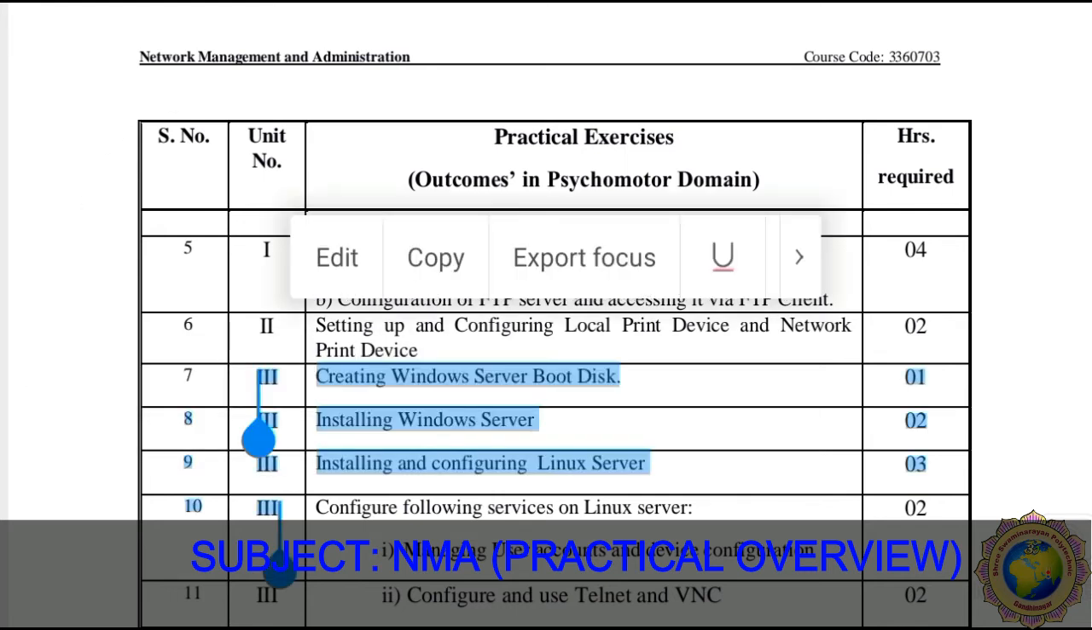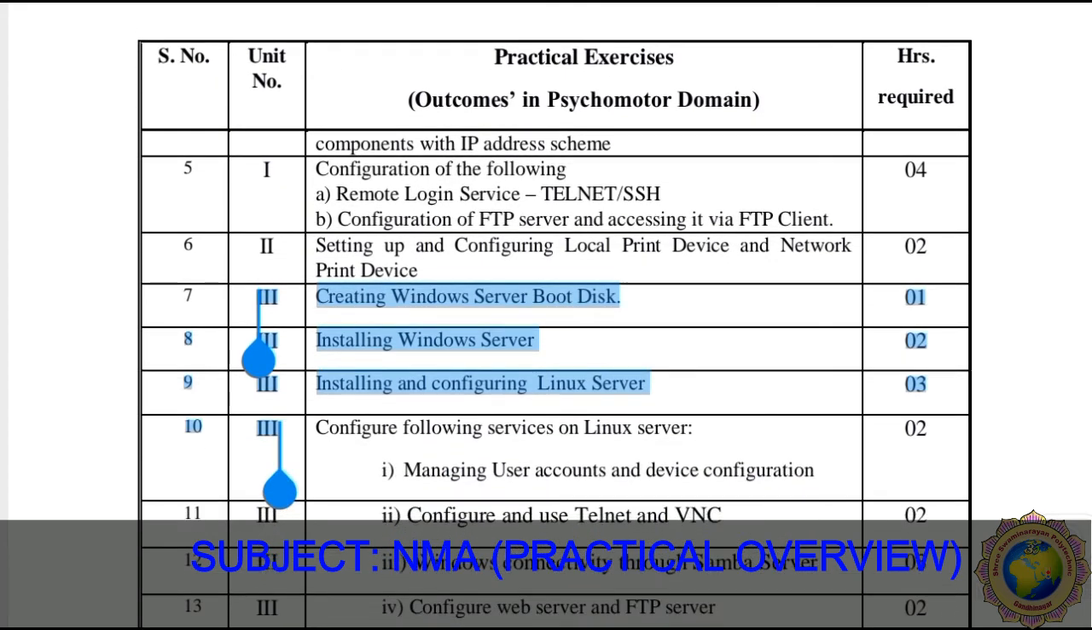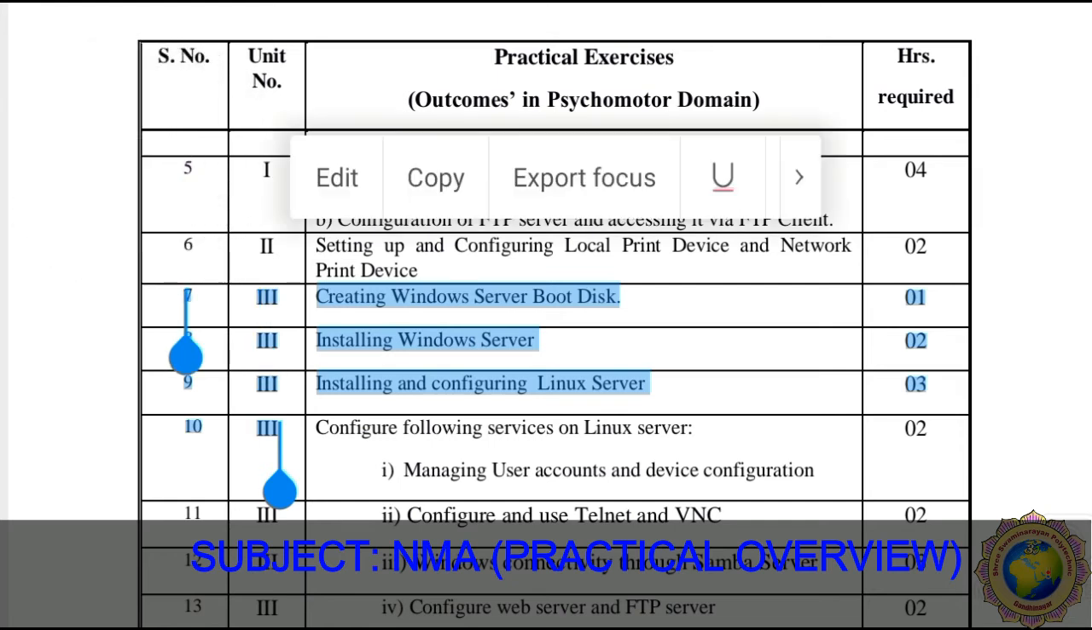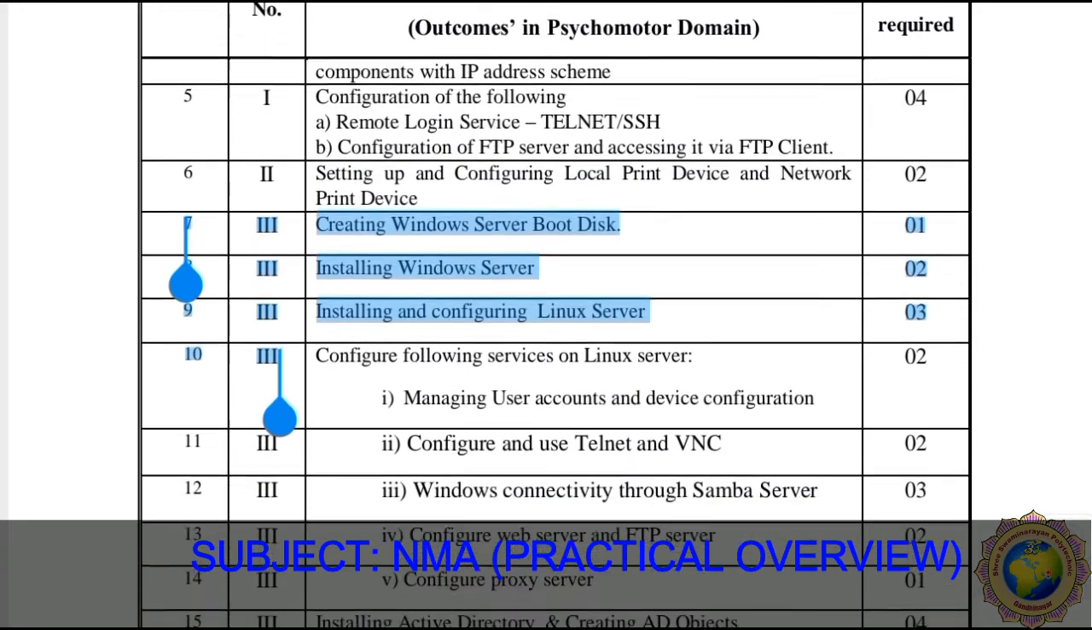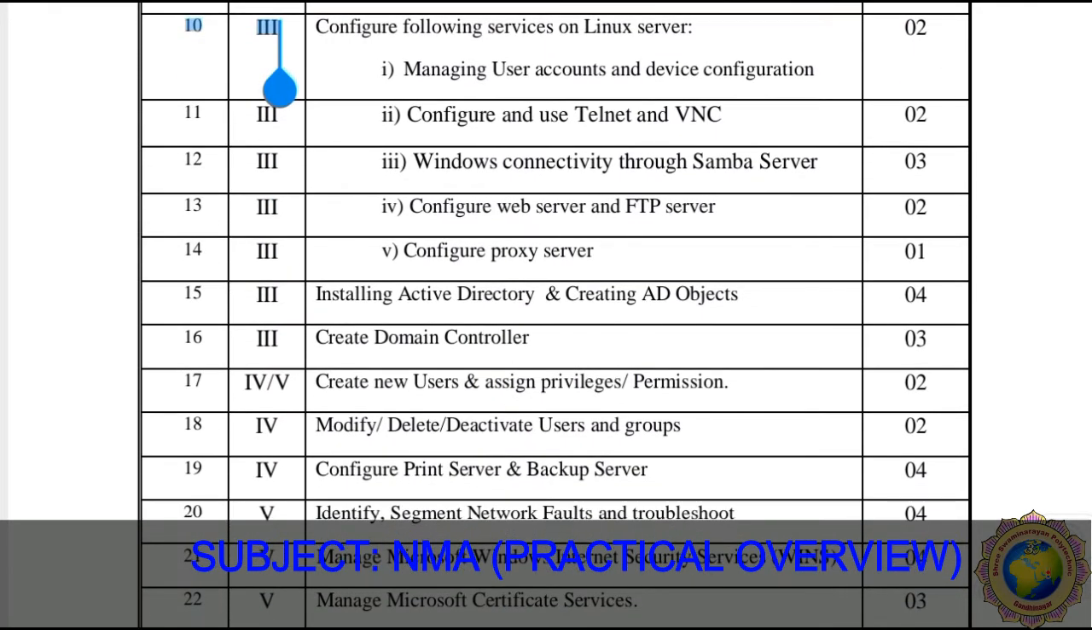A boot disk is a bootable disk. Then practical number 8 is installing Windows Server, and practical 9 is installing and configuring a Linux server. First we make a Windows bootable disk, then install a Windows server, and then install another OS, a Linux server. Then practical number 10 is to configure the following services on a Linux server.